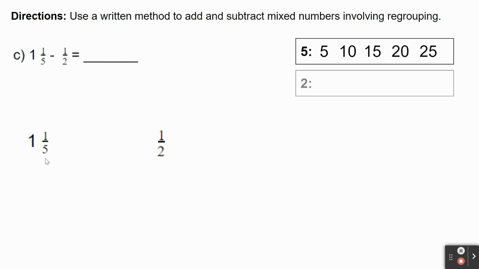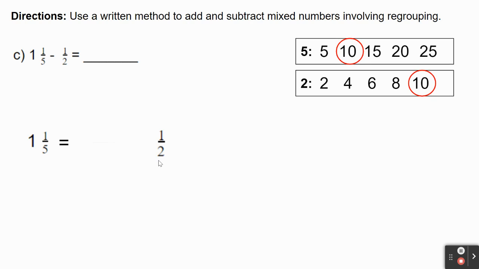We'll do the same thing for 2, since 2 is the denominator of our second fraction. We have 2, 4, 6, 8, and 10. If we look at both lists of multiples, we can see that 10 is the first multiple found in both lists. So we're going to create equivalent fractions where the denominator is 10.